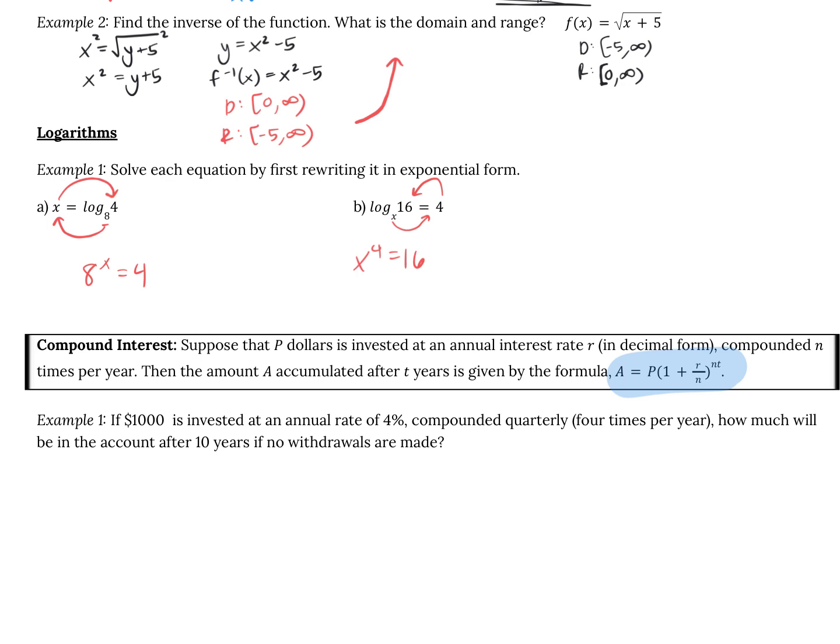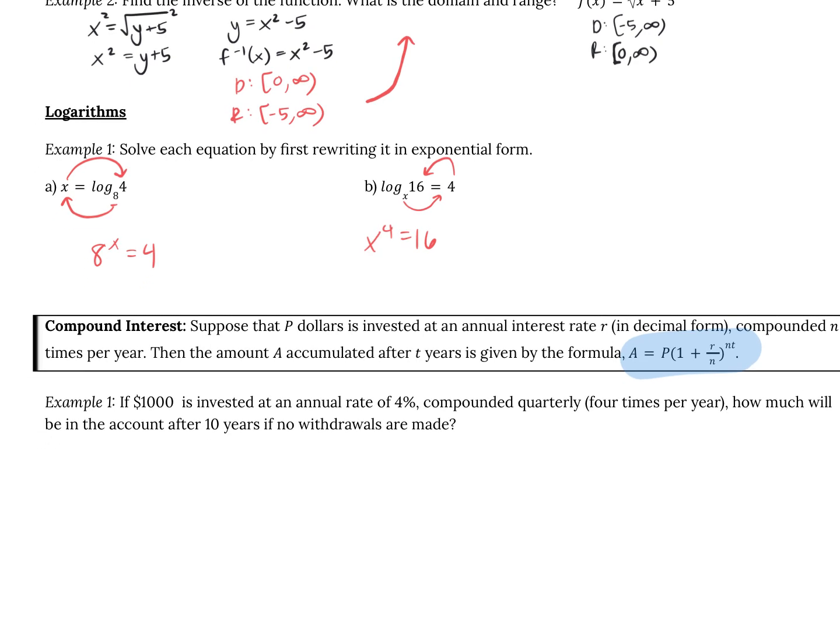So this example that you're given is just a pretty straightforward example. You're plugging in the numbers, plugging in your calculator. There's a few on your final exam review where you have to solve for the rate, so there's a little bit more algebra involved there, okay? But this example, we're given $1,000 invested at a rate of 4%, compounded quarterly. How much will be in the account after 10 years if no withdrawals are made?